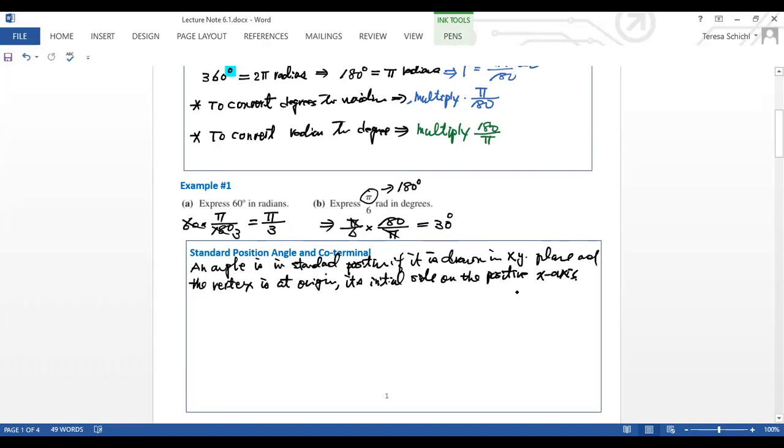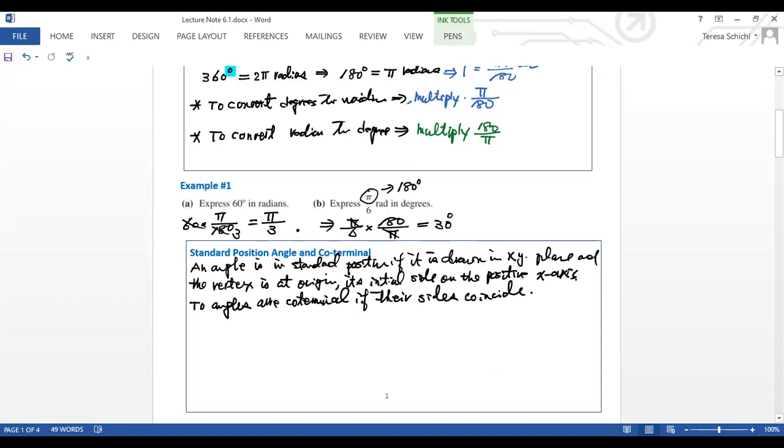Okay, so what are coterminal angles here? We say two angles are coterminal if their sides coincide. It's like the names coincide, right? So coincide here means that the sides are the same.